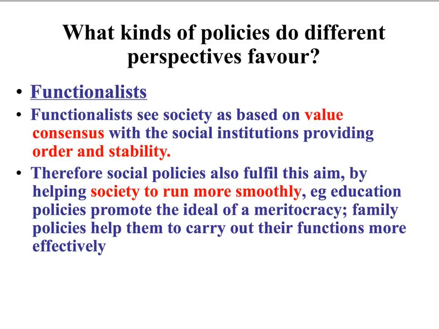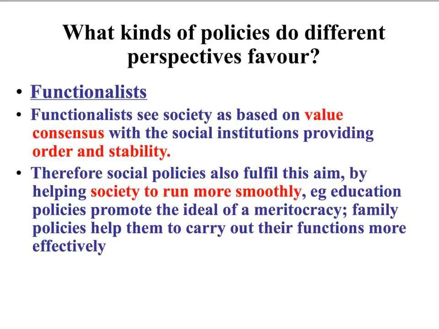So social policies that are developed by government, okay, and influenced by sociological research should help society to run more smoothly. So educational policies should promote the ideal of meritocracy, which was an idea favoured by Durkheim and Parsons. And family policy should help them to carry out their functions more effectively. So, for example, the introduction of child benefit actually gave the families more economic stability so they could provide their economic function, okay?